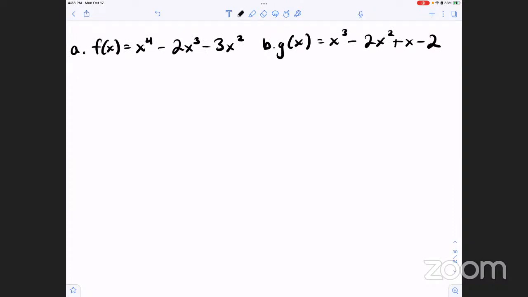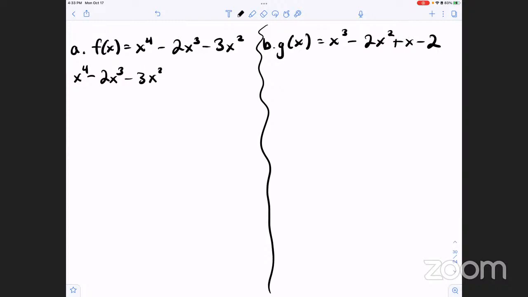So for part A, there used to be a ruler. Let me see if I could find it. It's okay. I kind of want to try to work in here. Okay. So for part A, if we set it to 0, we're going to have x to the 4 minus 2x cubed minus 3x squared equals 0, right?